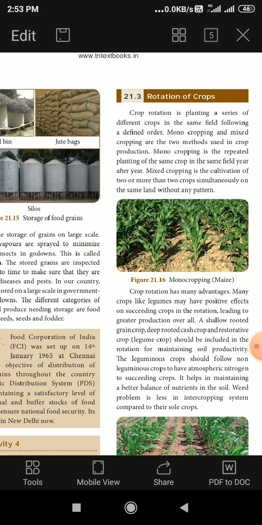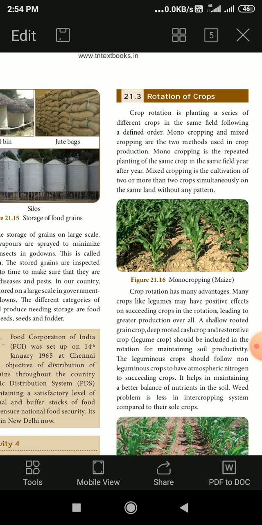And in this crop rotation, there are two types: monocropping and mixed cropping. In monocropping, they will cultivate only one type of plants or one type of crops. In mixed cropping, there will be two types of plants. That means in between one cropping, the other cultivation also they will do.